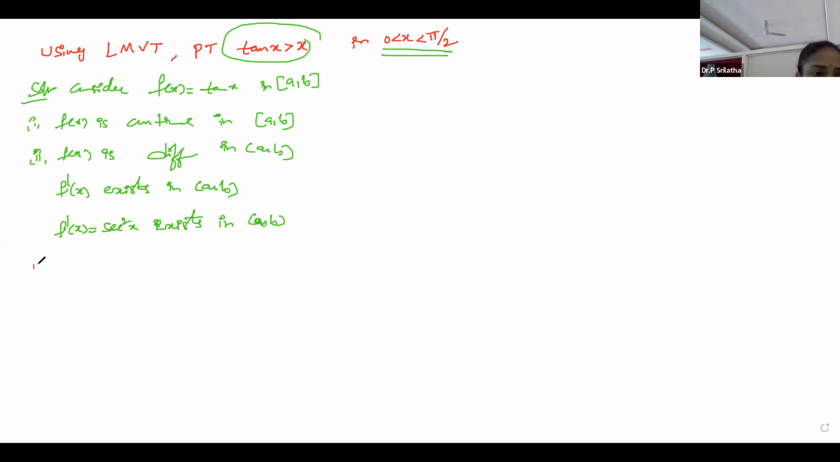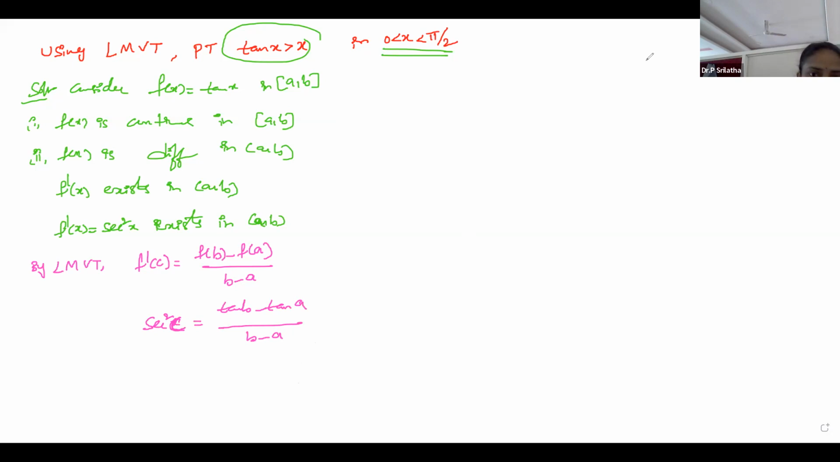So it satisfies all the conditions of Lagrange's mean value theorem, right? By Lagrange's mean value theorem, the main formula is f dash of c equal to f of b minus f of a divided by b minus a. So f dash of c is secant square c, equal to tan b minus tan a divided by b minus a.